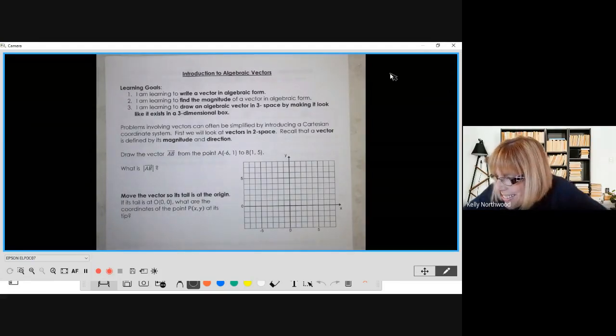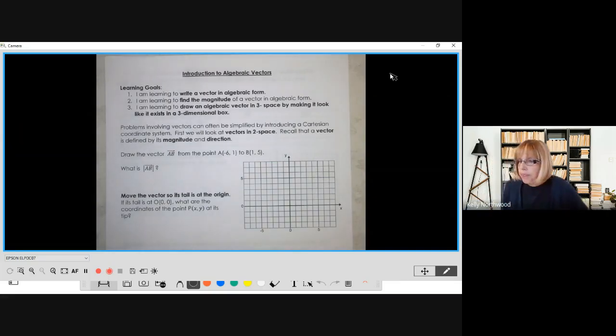All right, so introduction to algebraic vectors. Our learning goals today are to learn to write a vector in algebraic form, to find the magnitude of a vector in algebraic form, and to draw an algebraic vector in 3-space by making it look like it exists in a 3-dimensional box. It's hard to draw something on a piece of paper and make it look like it's in 3-dimensional space, so when we put it in a box, it will look more like it's in 3-dimensional space.